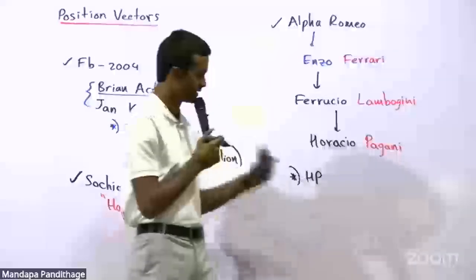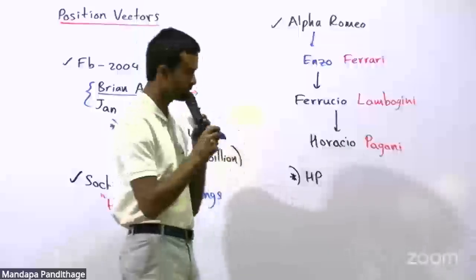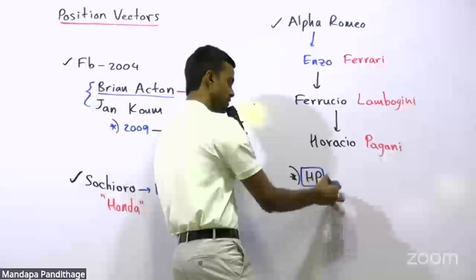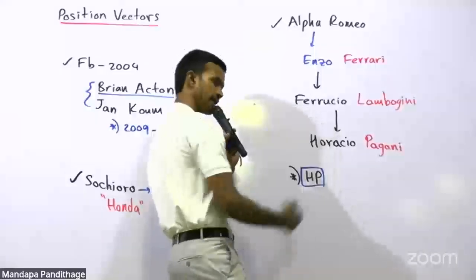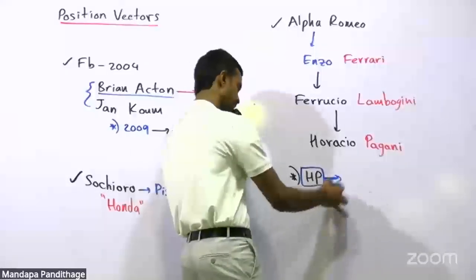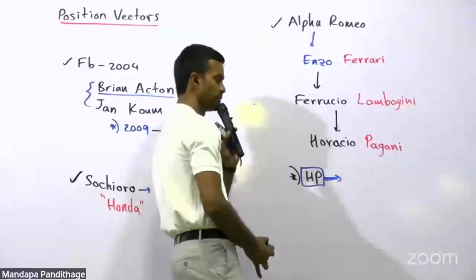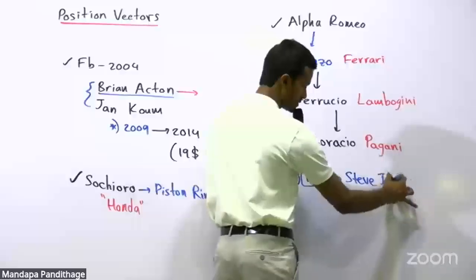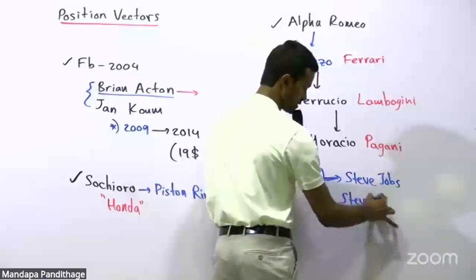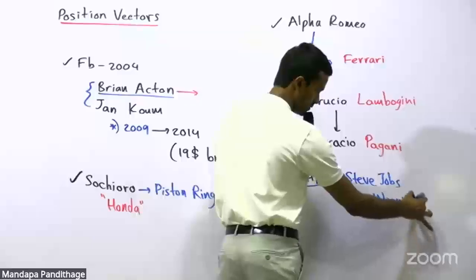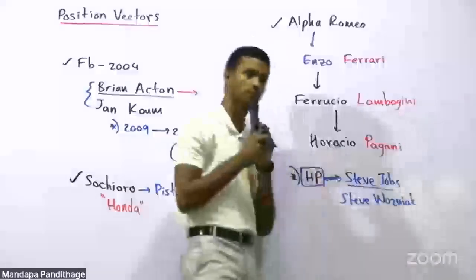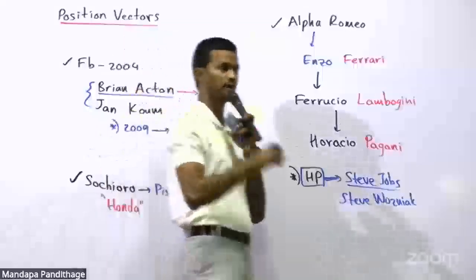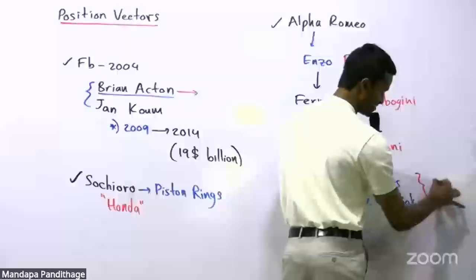So then there were two entrepreneurs who pitched the idea about their personal computer to the HP management. That idea got rejected and they came up with their own computer brand. Who were these two? One was Steve Jobs and the other was Steve Wozniak. When you say Steve Jobs, you know what the computer brand he brought is? It's Apple. He is the founder of Apple.